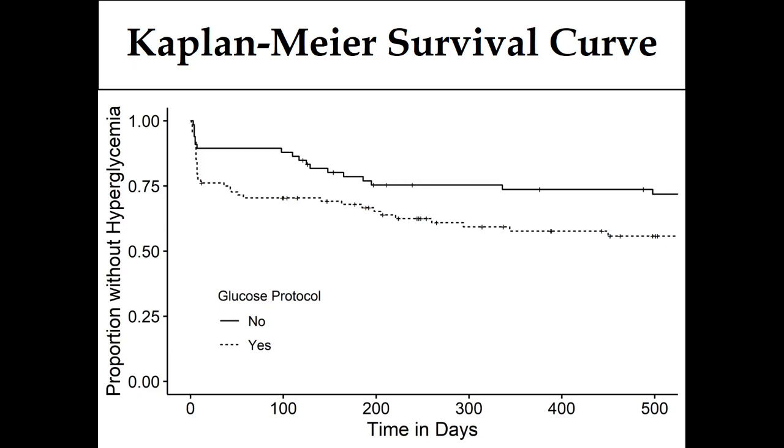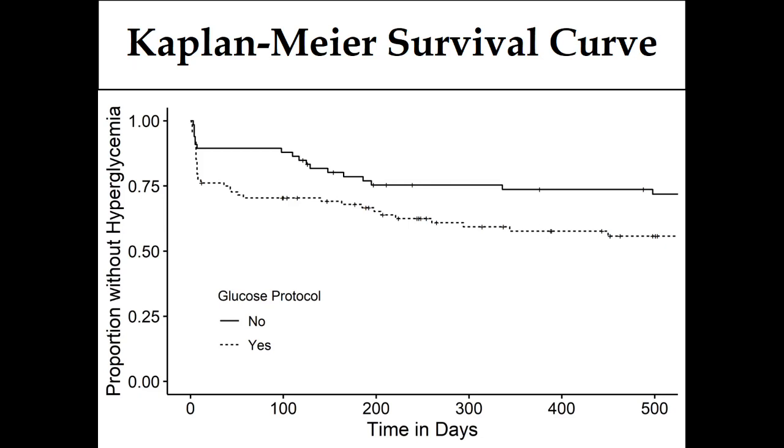All right, and then the other thing to point out is the censors. You see these little plus signs scattered throughout. That means that a patient didn't get hyperglycemia yet, but that's as far as the information we have. For example, if you go vertically from around 500 days, you can see a bunch of plus signs, particularly in the glucose protocol group, that dotted line there.